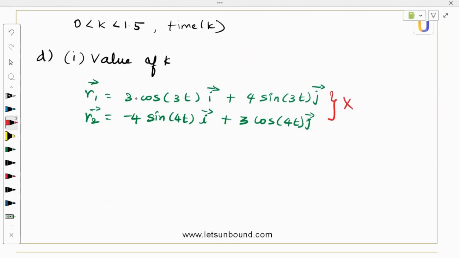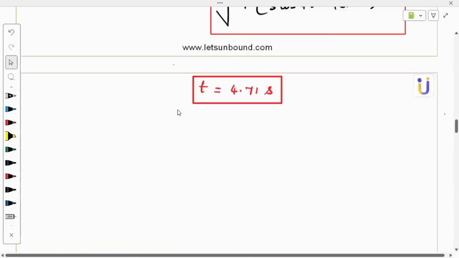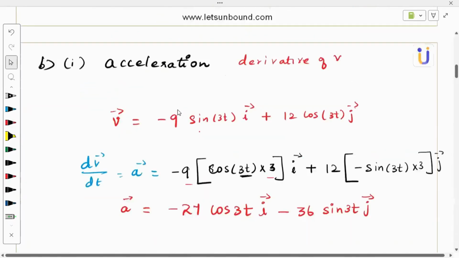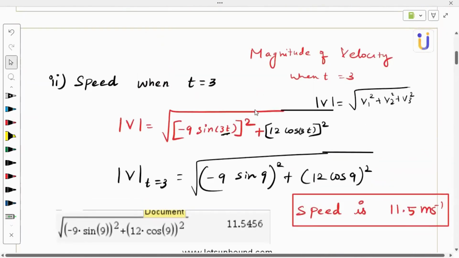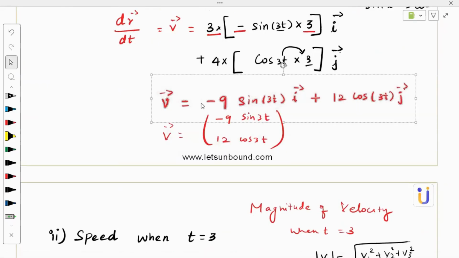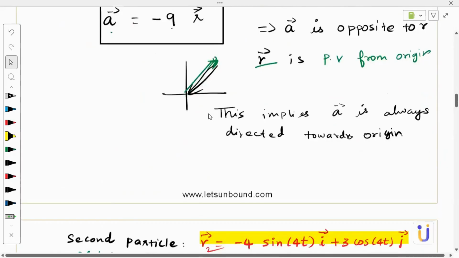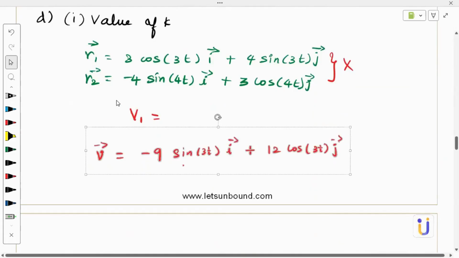Okay, let's find V1. They are parallel. So how to find V1? Differentiate. This we already have, from when we calculated acceleration. So I'm going to copy that. This is my V. Where is my V? So here it is. You can take this or you can take this. Yeah, let's take this one. This is my V1. For particle one, it's already done, so you can just use that. Okay, V2, we need to form it.